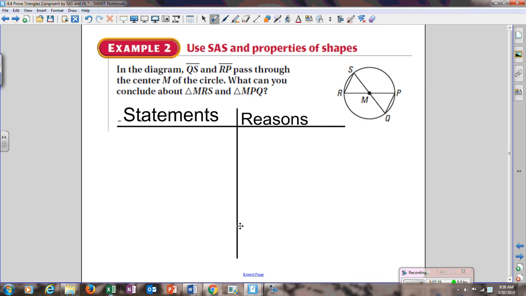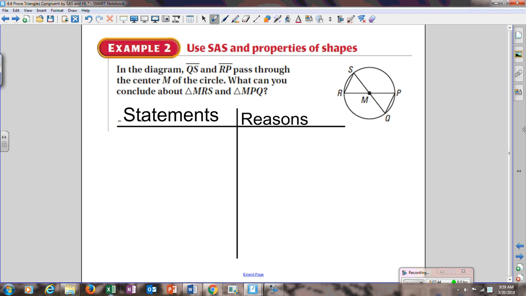Now I'm going to have you do the statements and the reasons. In the diagram, QS and RP pass through the center M of the circle. So since it's the center of the circle, it's the midpoint. What can you conclude about triangle MRS and triangle MPQ?